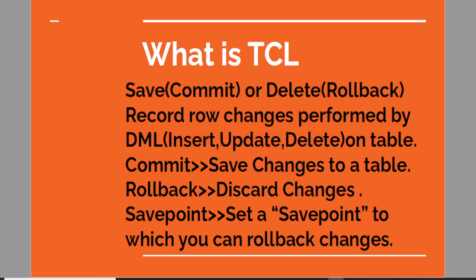But whether the records from this DML get rolled back or saved is controlled by commit and rollback. So if we put commit after insert, it will save the record. If we write rollback, it will discard the record. Now we are going to savepoint. A savepoint sets a point to which you can roll back changes. If we have written a savepoint somewhere in our procedure, then we can roll back our data up to that savepoint.